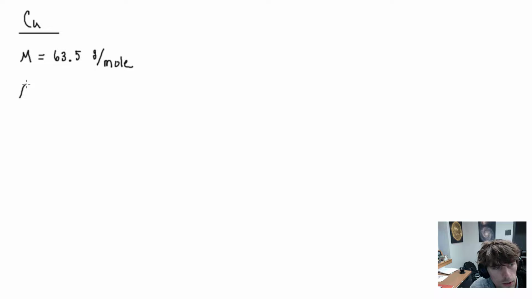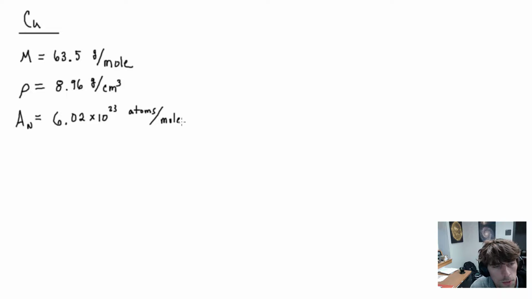Along with that, we're going to need the density, so we better put that in there. The density of copper is 8.96 grams per cubic centimeter. Okay. Also, what we're going to need is Avogadro's number. Truth be told, I always forget this one. It's 6.02 times 10 to the 23rd, and this would be atoms per mole. Okay, that one comes from chemistry.